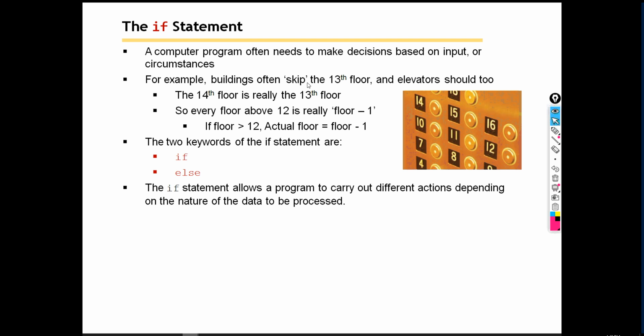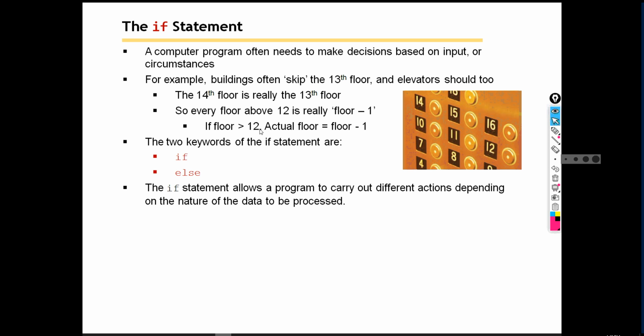For example, buildings often skip the 13th floor, and so then the elevator should too. So the 14th floor is really the 13th floor, and so the 15th floor is actually the 14th floor. And so every floor that's above 12 is really whatever floor you're going to minus 1 in actuality. That's actually the story, or the number of stories up to that point.